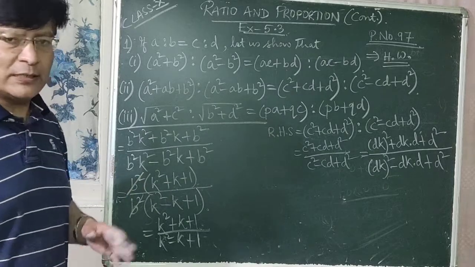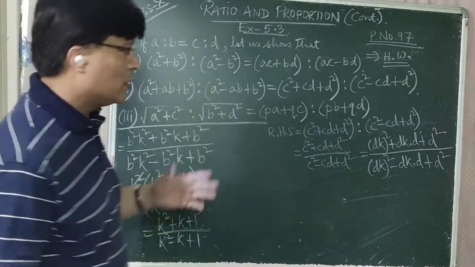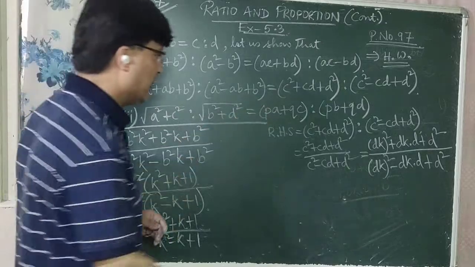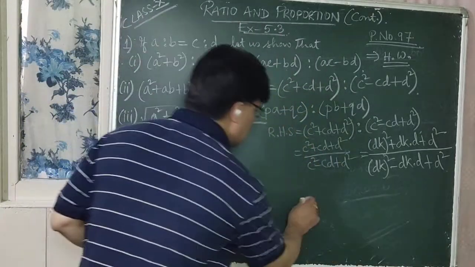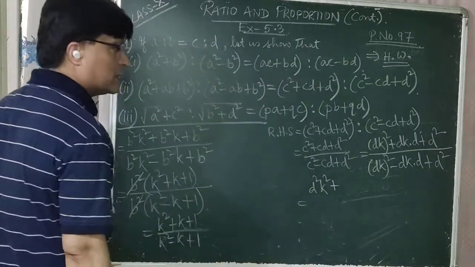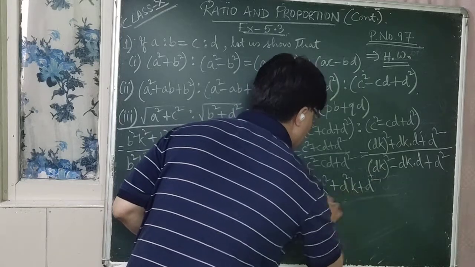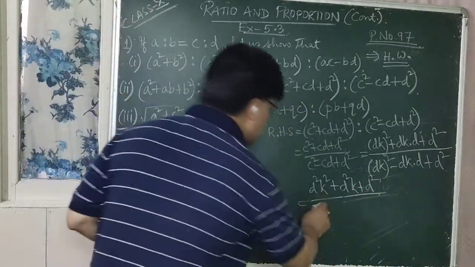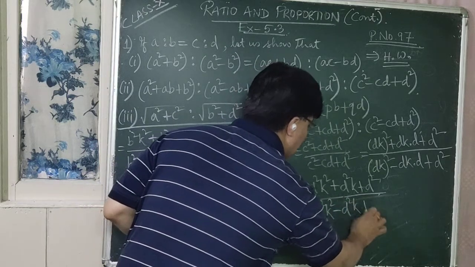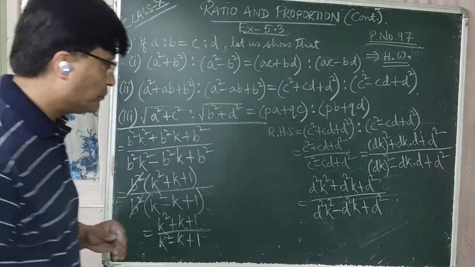Because we don't know the value of d, we have not found it here; we only found the values of a and c. So we don't know d, isn't it? That is c, but c was dk, right? So we have put the value for c in this case, which is equal to, what is dk whole square? d square k square plus, what is dk into d? d square k plus d square, divided by, in the denominator, d square k square minus d square k plus d square. Is that clear to all of you?